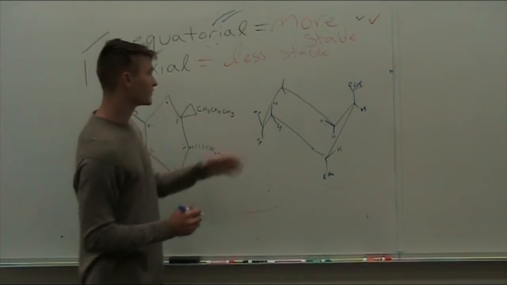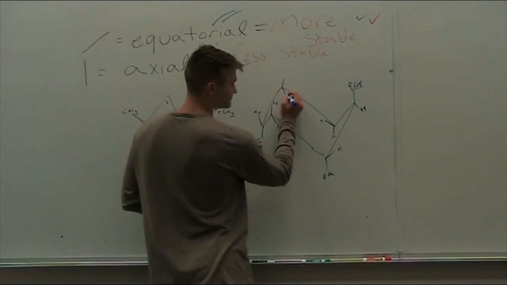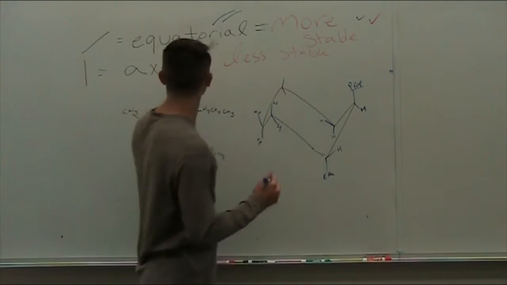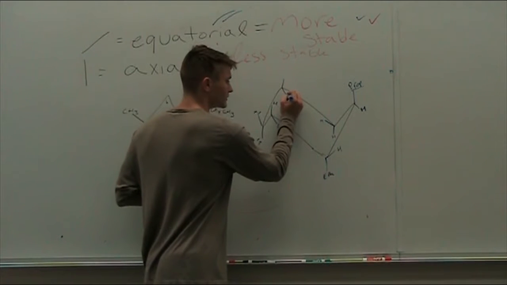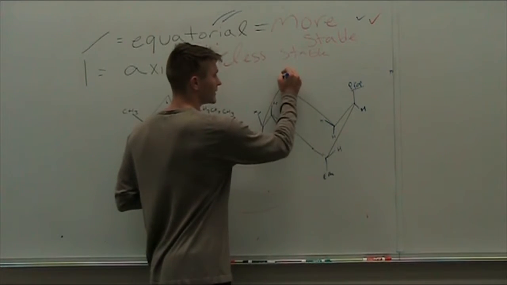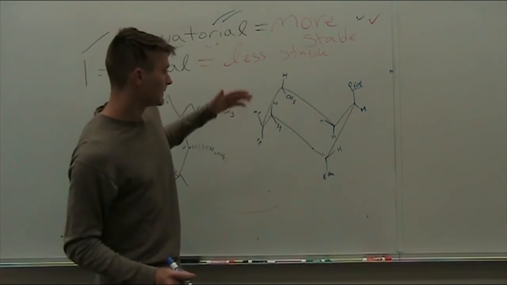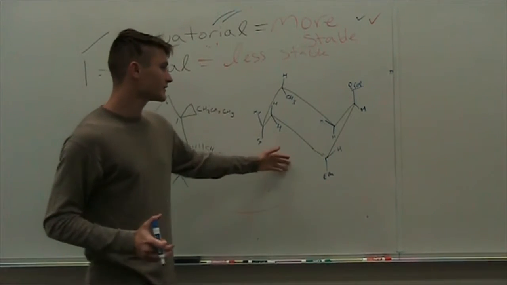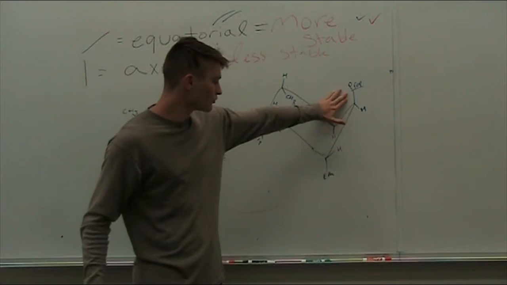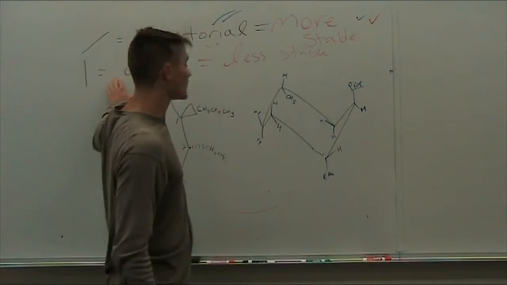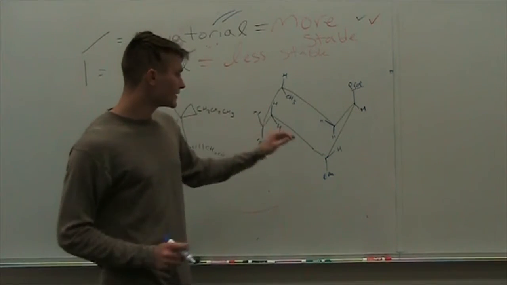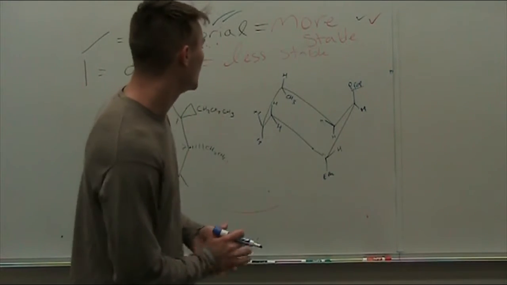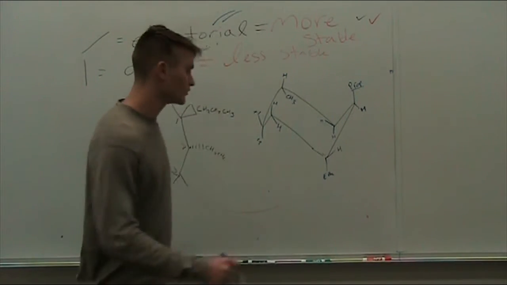Up here we have that methyl group, and we're going to put this on the equatorial. So we have a methyl group here and hydrogen. So what do we see here? What do we recognize? We automatically recognize that the propyl group and the ethyl group are on the axial. So automatically, what can we suggest, or what do we know? Well, we know that this is not going to be the most stable.